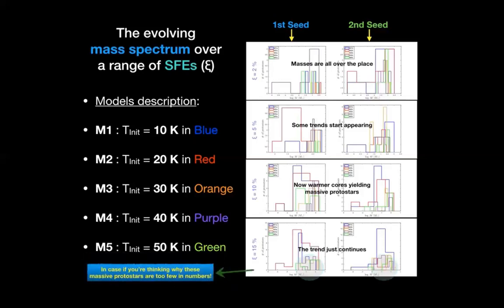In case you're wondering why the massive protostars are very few in number, along the y-axis you have the numbers, and the massive protostars are too small in number due to the Jeans mass. In these cores, the Jeans mass was very high, and it is very difficult for every clump of gas to qualify as a self-gravitating object. That's why we expect a lesser number of protostars.